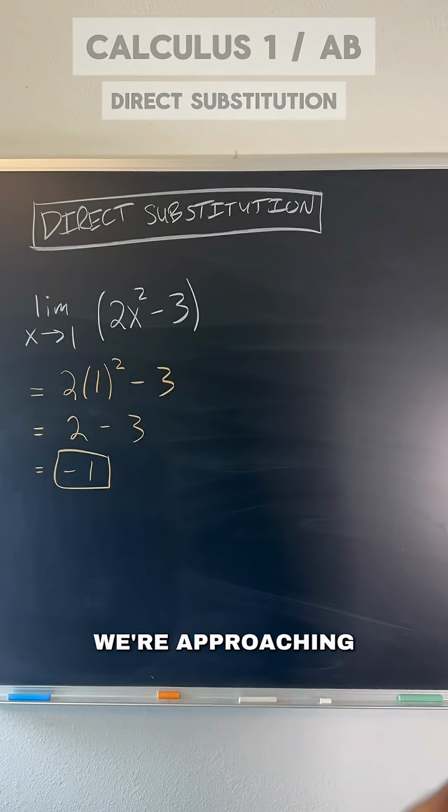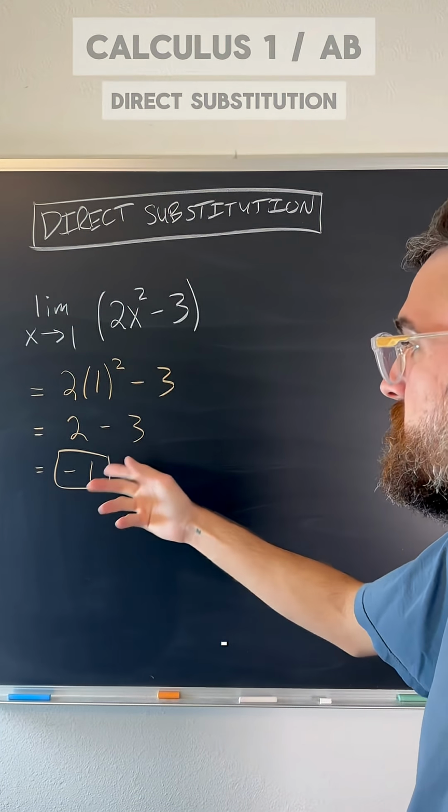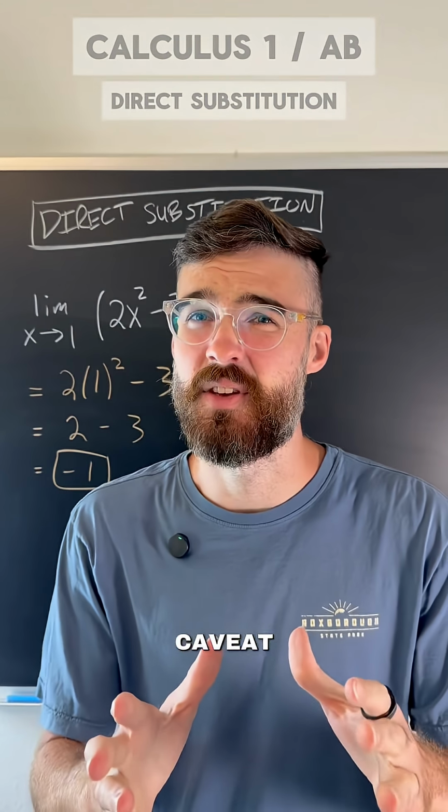Let's talk about direct substitution. Direct substitution allows us to evaluate a limit by simply plugging in the x value that we're approaching. In this example, we plug in the 1, 2 times 1 squared minus 3, that's 2 minus 3 or negative 1. Now there is a caveat with direct substitution.